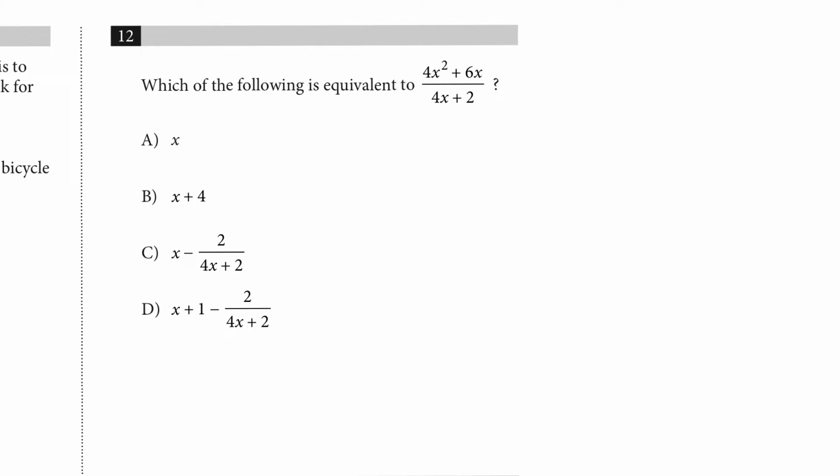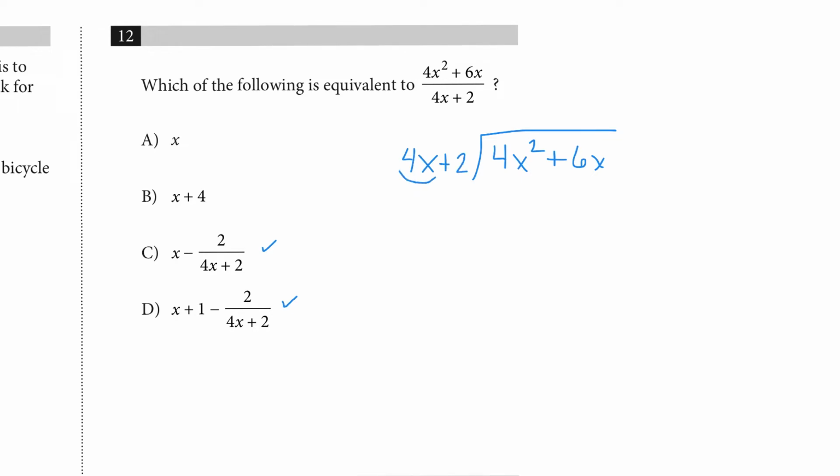Okay, problem number 12 says, which of the following is equivalent to (4x squared plus 6x) divided by (4x plus 2)? Well, looking at the answers, I might think it's one of these two just by looking at them. So if I was in a hurry, I would pick either C or D, but we really need to work this one out. So we're going to do long division here.